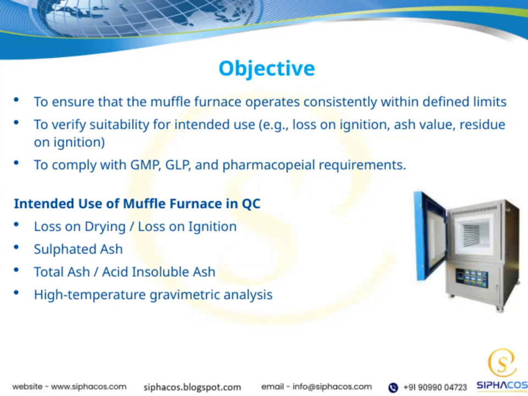Today, I'll be walking you through the main objectives when it comes to operating a muffle furnace in a quality control setting. First and foremost, our goal is to ensure that the furnace operates consistently within specific, defined limits. This consistency is crucial because it guarantees reliable and accurate results every time we use the furnace. Next, we need to verify that the furnace is suitable for its intended use. For example, it's used for tests like loss on ignition, ash value, and residue on ignition. These tests are essential in quality control because they help us understand the properties of the materials we're analyzing.